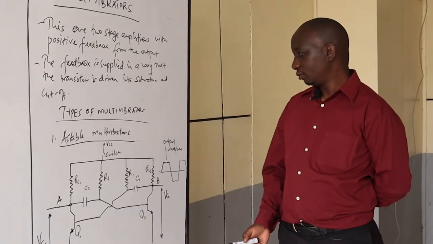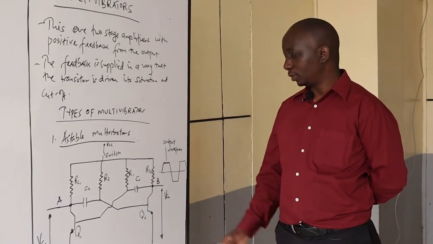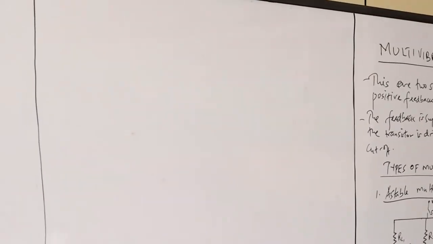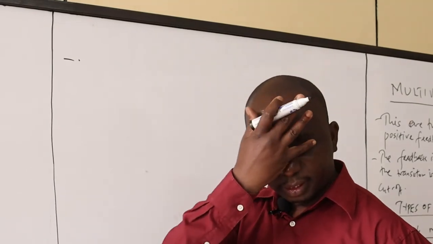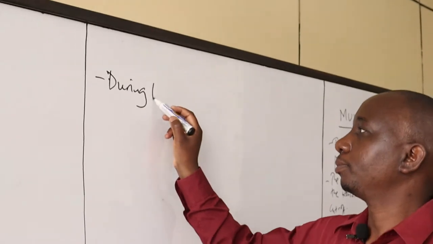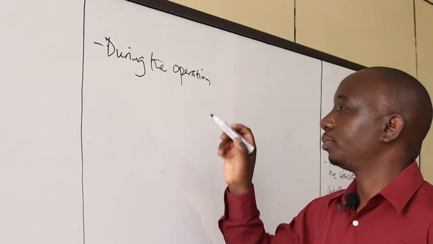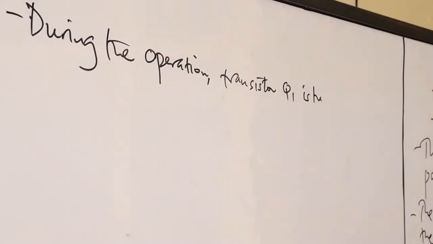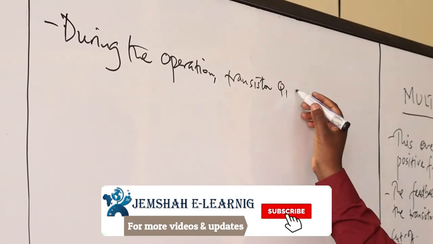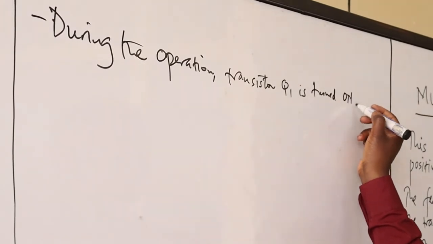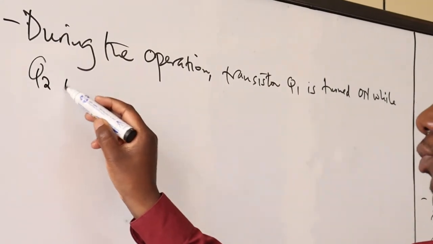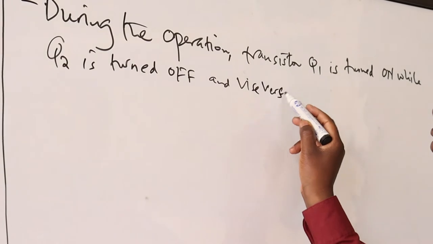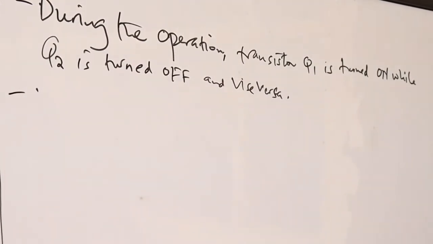So this is the diagram that you're supposed to have. And to understand how this thing operates is very, very simple once you understand the components and how it's done. So we are going to put down the operation. So the first statement is that during the operation, transistor Q1 is turned on while Q2 is turned off and vice versa.